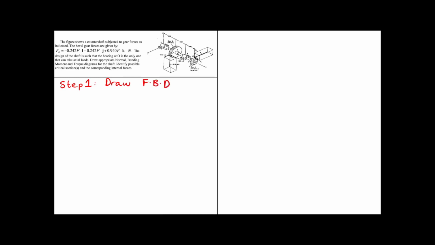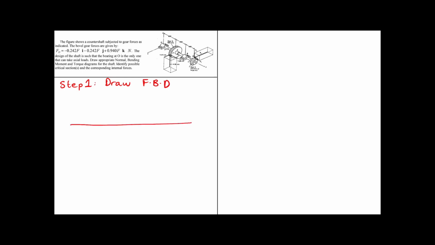So in this question, we can draw the shaft in two different ways, or we can draw two different free body diagrams. One could be just one diagram representing all the three axes, or we can draw two separate free body diagrams showing two axes at a time. So we will go through both methods. First I'm going to do the three axis method.